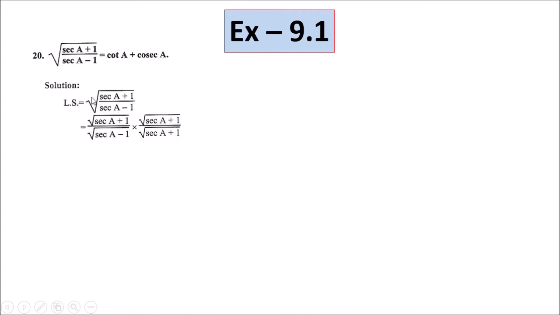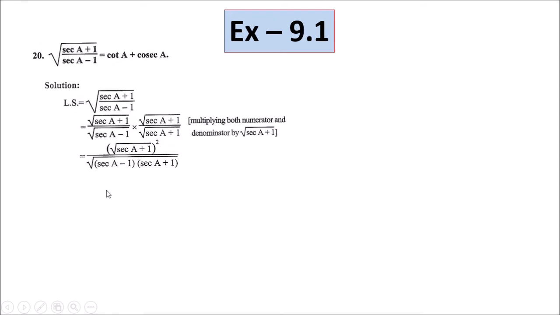If you see the root in the question, you can think the math can be solved this way. So here root over (sec a plus 1) by root over (sec a minus 1). The conjugate of this one is root over sec a plus 1. So I am multiplying both numerator and denominator by this one. Now you can see (sec a plus 1) whole square, and (sec a minus 1) times (sec a plus 1). In the very next line you can see square and root are gone, so sec a plus 1 is there, and here sec square a minus 1.